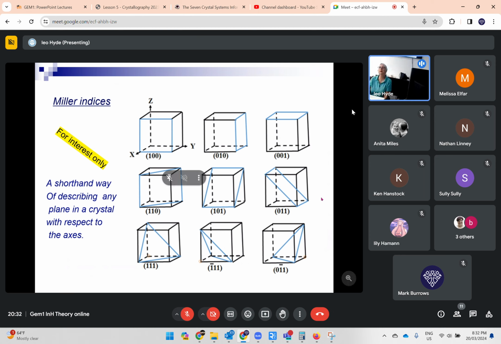Which crystal system has the most elements of symmetry? Cubic. What is the minimum symmetry for the tetragonal system?